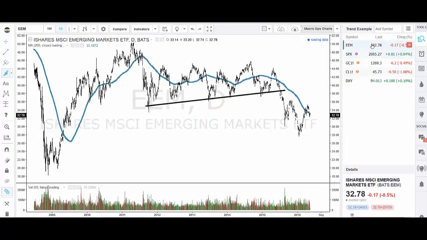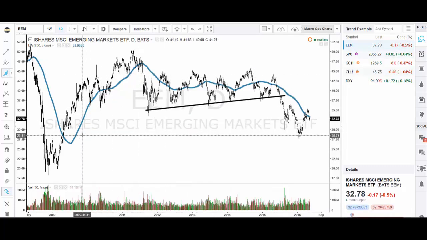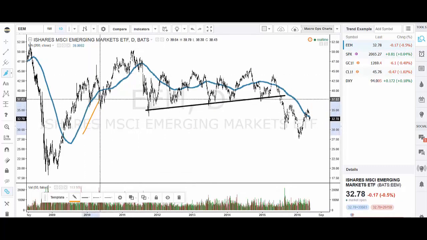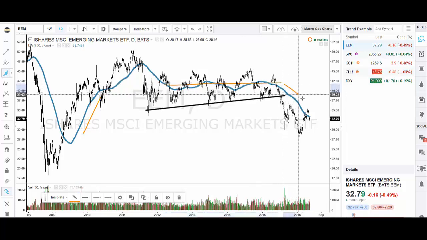I'm going to show a couple more examples here to crystallize this. Here's the emerging market index. An upslope on the MA indicates an uptrend. Here's more of a range-bound period, with a 200-day MA that's been moving sideways. And then finally, we've recently gotten a 200-day MA that has been downsloping, indicating a downtrend.